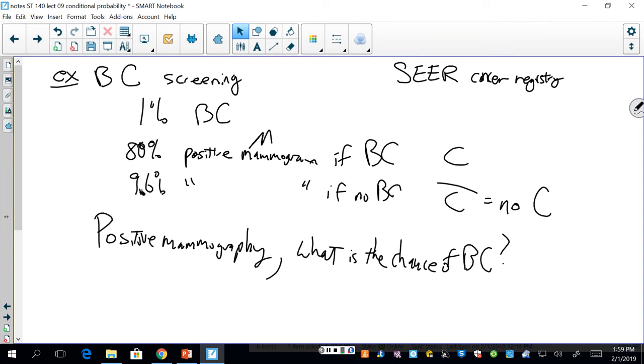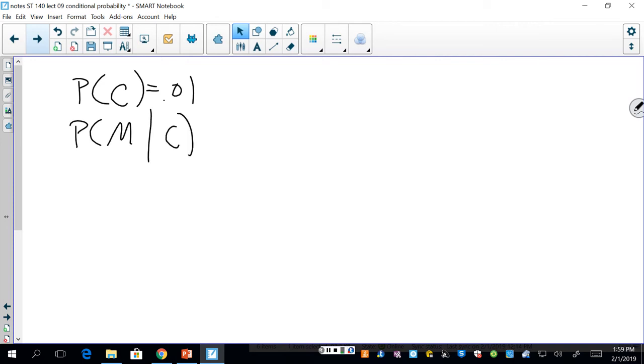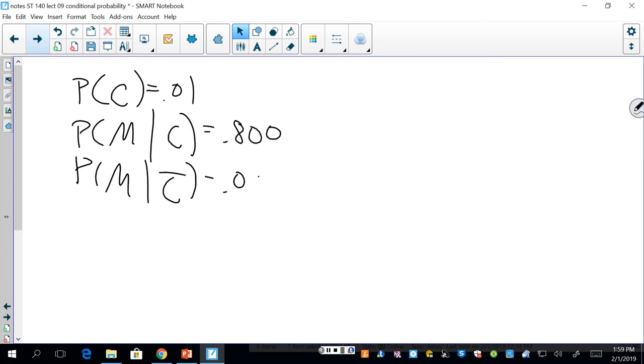A positive mammogram could be a capital M. So putting this in terms of symbols, the probability of cancer is 1% in this age group. The chance of a positive mammogram if they have cancer is 80%. The probability of a positive mammogram if they don't have cancer was 0.096.